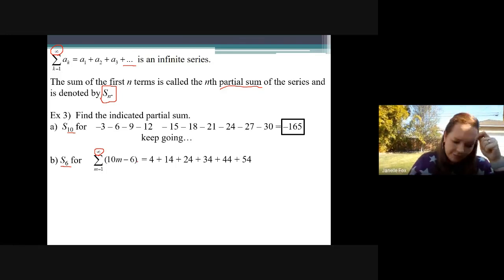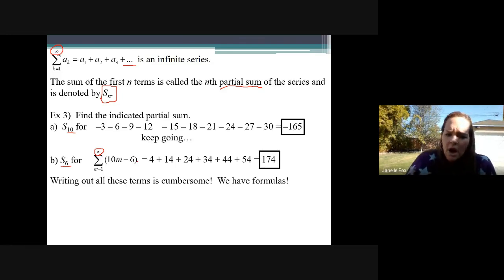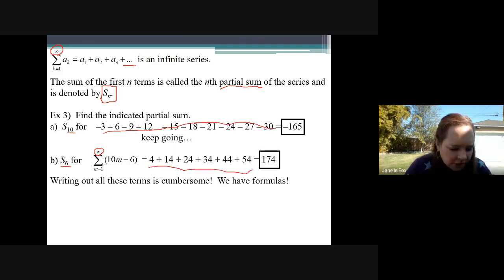I add all of those up, and the answer is 174. Yay! So easy! Okay, so I don't know about you, but I was getting annoyed that I had to write out all of these terms, and then I had to write out all of these terms, right? Is there a better way? Please, Mrs. Fox, tell me that there is a better way that we can add these up.